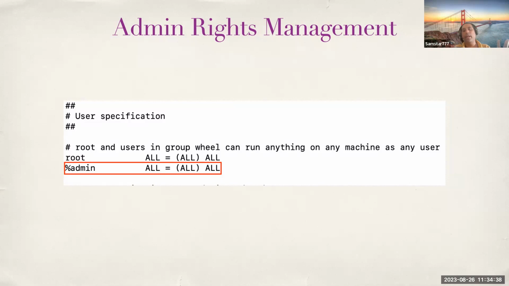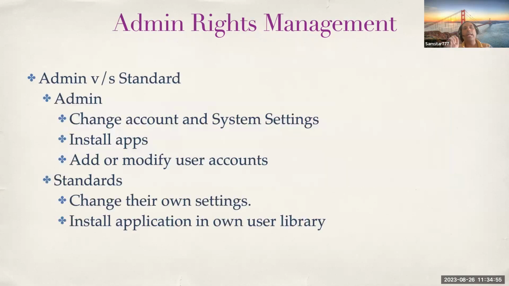Now we understand admin privileges are equal to root privileges. Whatever the root account can do, an admin account can do. So let's now understand the privilege difference between an admin account and a standard account. An admin account can change account settings, change system settings, install applications, and add and modify user accounts. Versus a standard account can change only its own settings, and a standard account can install applications in its own user library.